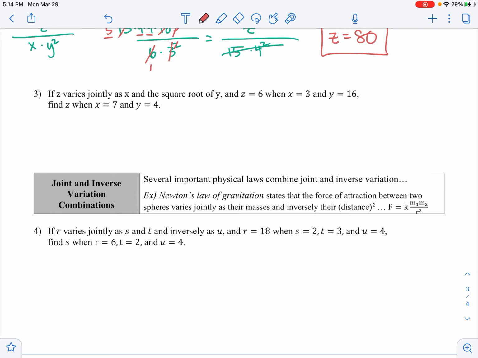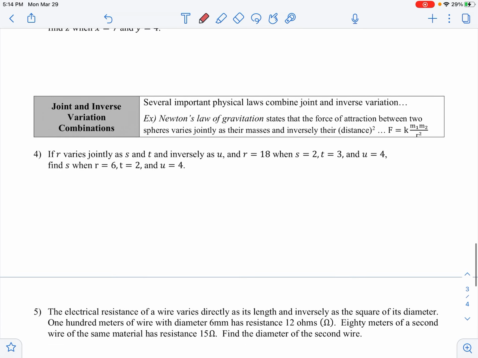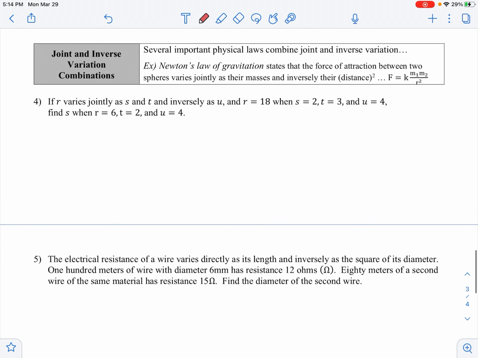Except let's do one. I think you can do this on your own. So try these 2 problems with joint and inverse variation. Set them up. You can absolutely use a calculator on a question like number 5. I will include the answer key when I post this, so double check, and then of course we can answer questions in class.